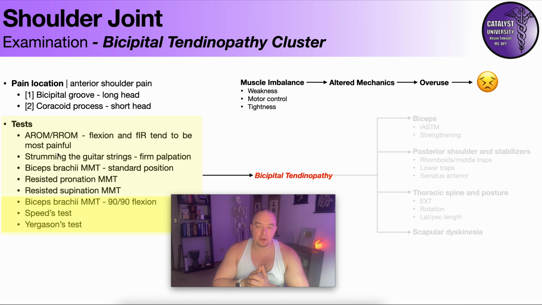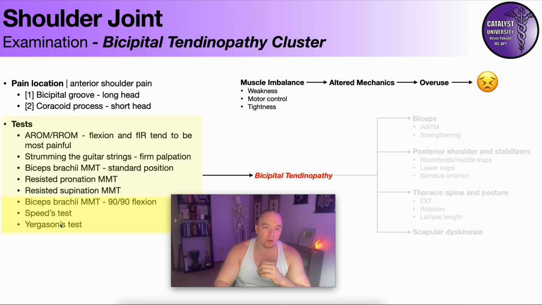But there are a few other tests that you can use. There's two special tests, Speed's and Jurgensen's tests, which I cover in separate videos. I have those in my template for diagnosing this, but I really don't ever use those. You don't need these to diagnose a bicipital tendinopathy.